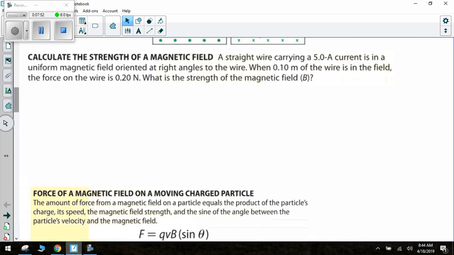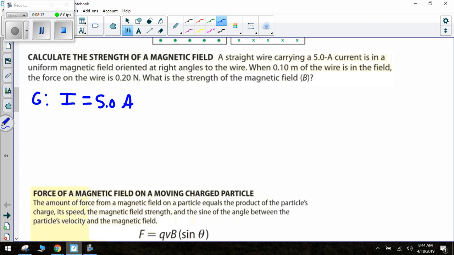All right. So, example problem. We want to calculate the strength of a magnetic field. It says a straight wire carrying a current of 5 amperes. So what's the current? That's right. I is equal to 5.0 amperes. It's in a uniform magnetic field that is oriented at right angles. So right angle is how many degrees? Okay? It says 0.10 meters of the wire is in the field.